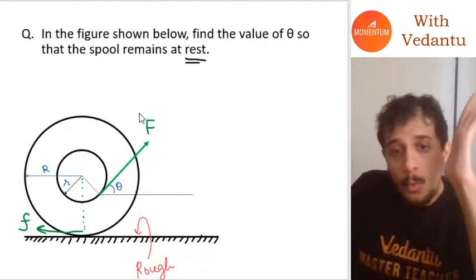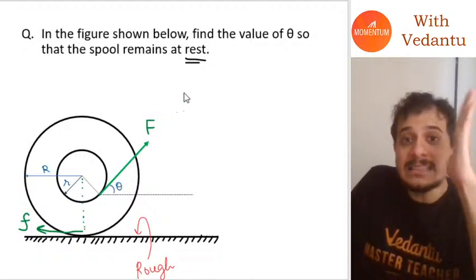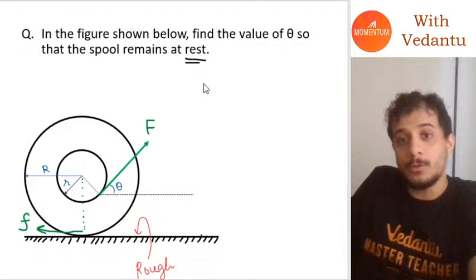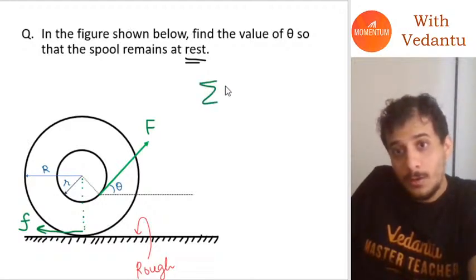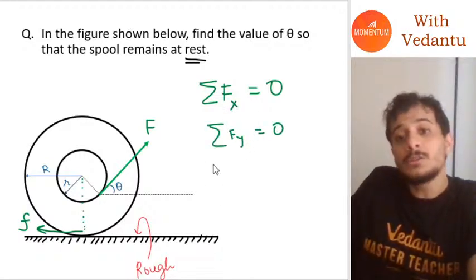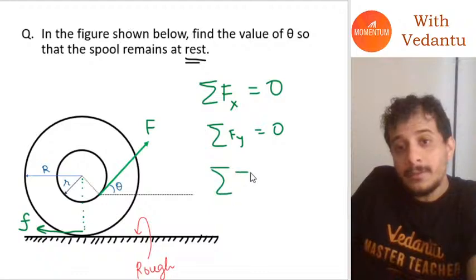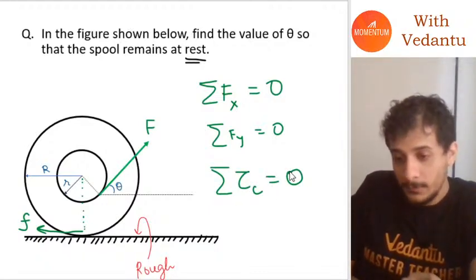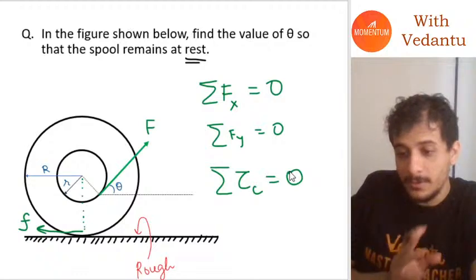Now you have to understand that since it is staying at rest, it is under rigid body equilibrium. That means the total force in x direction is zero, the total force in y direction is zero, and the total torque about the center of mass, if you calculate, will also be zero.